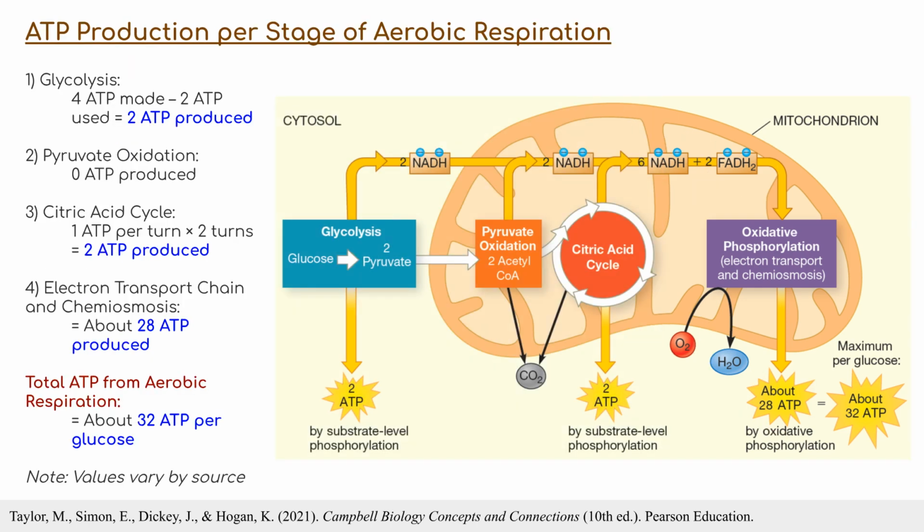This slide summarizes how much ATP is produced at each stage of aerobic respiration and where that ATP comes from. On the left side of the slide, we see a list breaking down ATP production, while the diagram on the right shows where each stage occurs within the cell. Overall, this slide emphasizes that most ATP is produced during oxidative phosphorylation, while earlier stages generate smaller amounts and focus on transferring energy through electron carriers.